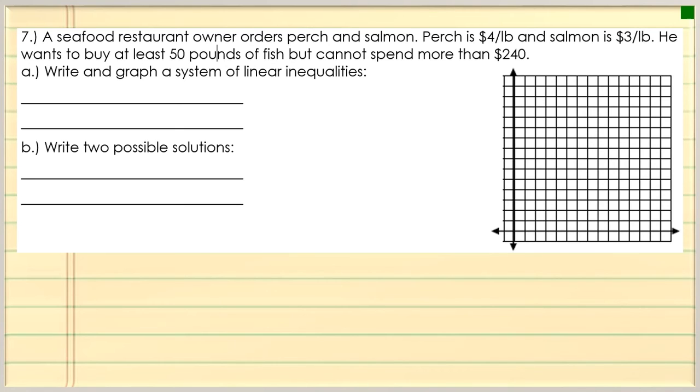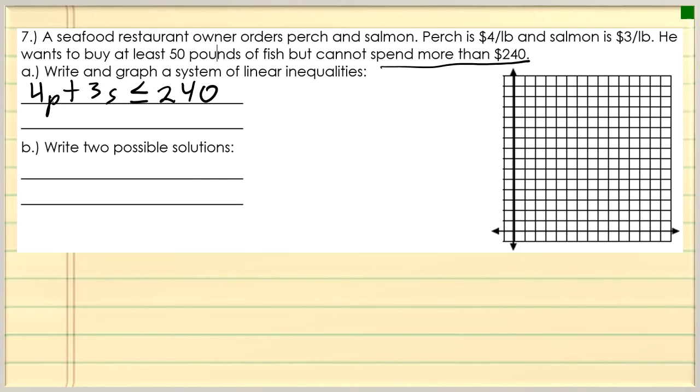Well, as we said last time, all the money numbers will go in the same equation. And I'm going to use P for perch and S for salmon. How about that? That makes sense. So 4P plus 3S. Oh, cannot spend more than $240. Can I spend exactly $240? Yes, I can this time. So it's going to be less than or equal to $240.